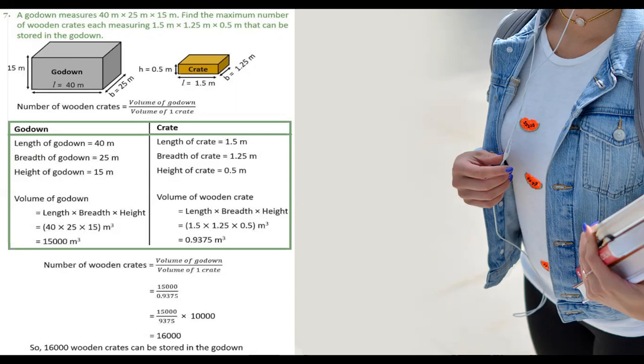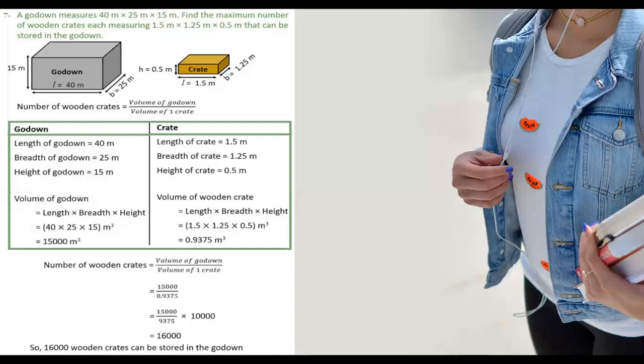Now coming to the crate, the length of the crate is 1.5 meters, breadth of the crate is 1.25 meters and height of the crate is 0.5 meters. So the volume of the wooden crate is length into breadth into height, which is 0.9375 meter cube.